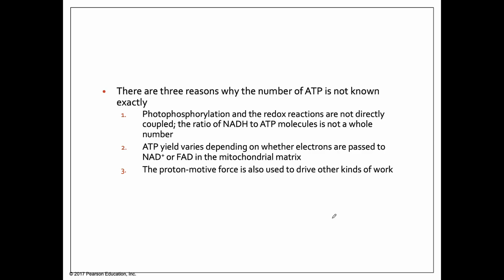And there's three reasons mainly why. Because it's not directly coupled, so because it has to go through the series of redox reactions, the ratio of NADH to ATP is not actually a whole number. It's approximately 3, but it's not exactly 3. The number of ATP varies, whether it's an NAD+ or an FAD in the mitochondrial matrix. So NADH is going to provide more energy than an FADH2. And then because the proton motive force is used to drive some other types of work, sometimes the energy in the proton force doesn't go directly to making ATP. It can go to doing other work inside of the cell.